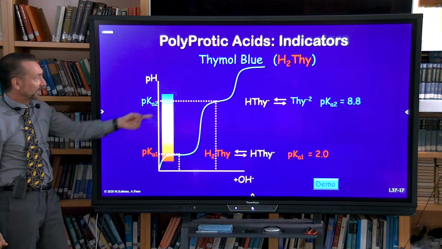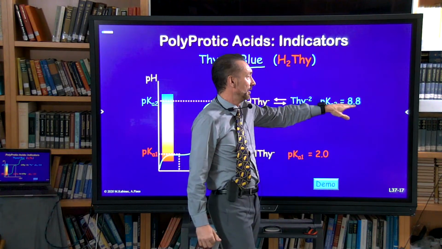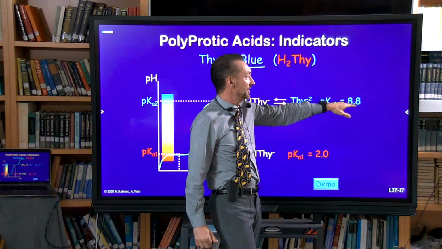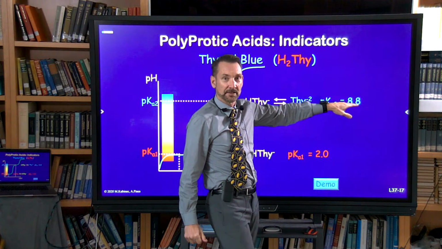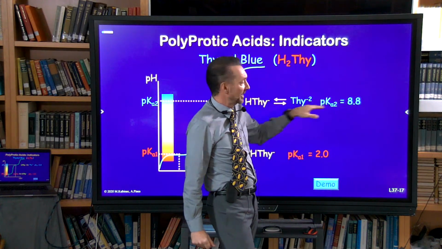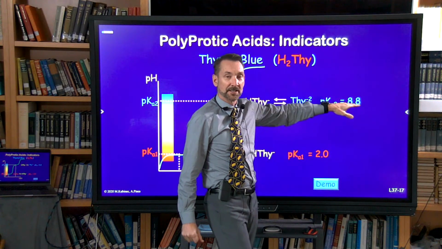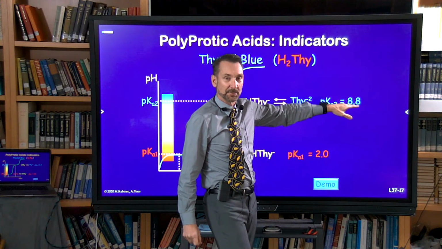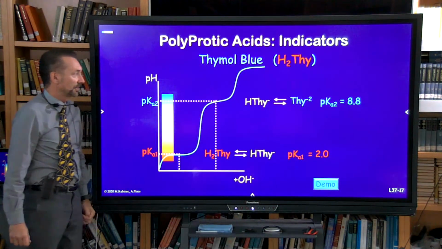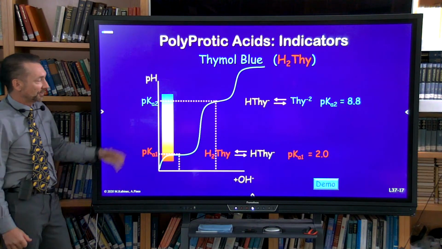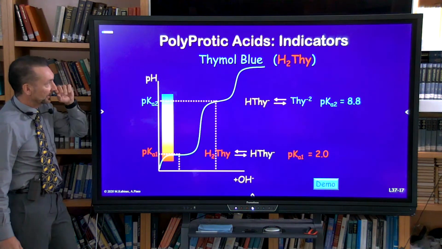Okay? I could ask, when it turns blue, what is the H3O plus concentration when half of it has turned blue? What is the pH? Well, the pH is 8.8, so the H3O plus concentration is 10 to the minus 8.8. So you know what those concentrations are because you understand how pKa's, pH's, and H3O plus concentrations are linked together.